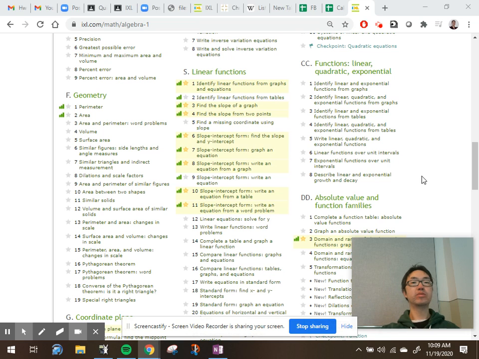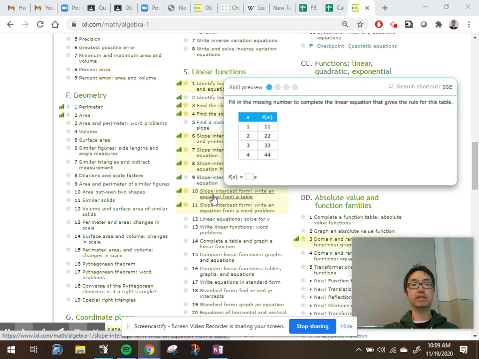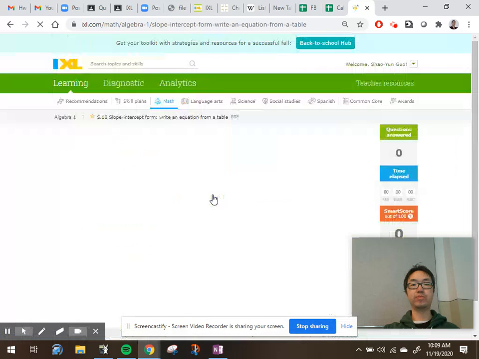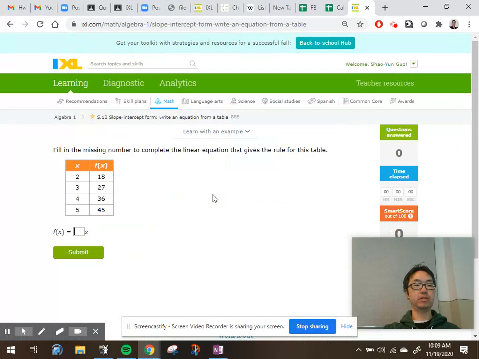All right, we're in Algebra 1, linear functions, and we're doing S10 today. Slope-intercept form, write an equation from a table. So I'm going to set my 5-minute timer, and here we go.